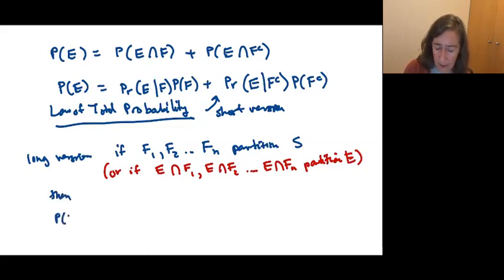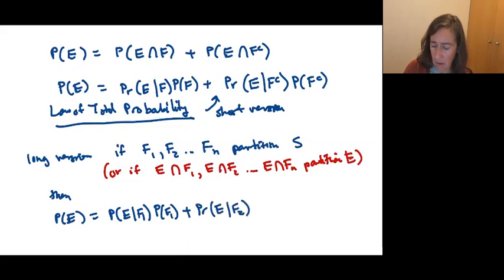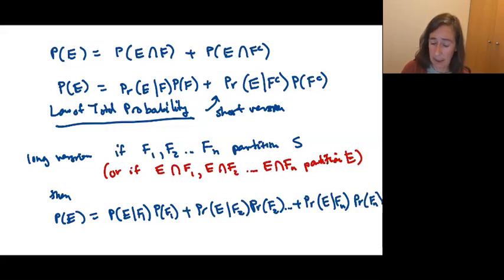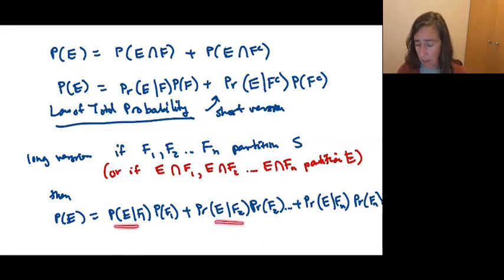we can divide and conquer the probability of E in terms of how likely E is in the world of F1 times how likely we are to be in the world of F1, plus how likely E is to happen in the world of F2 times how likely F2 is to happen, all the way until the probability of E in the world of Fn times the probability of Fn. So again, a weighted average: what we're averaging are the conditional probabilities, and the weights are the probabilities of the conditioning events.